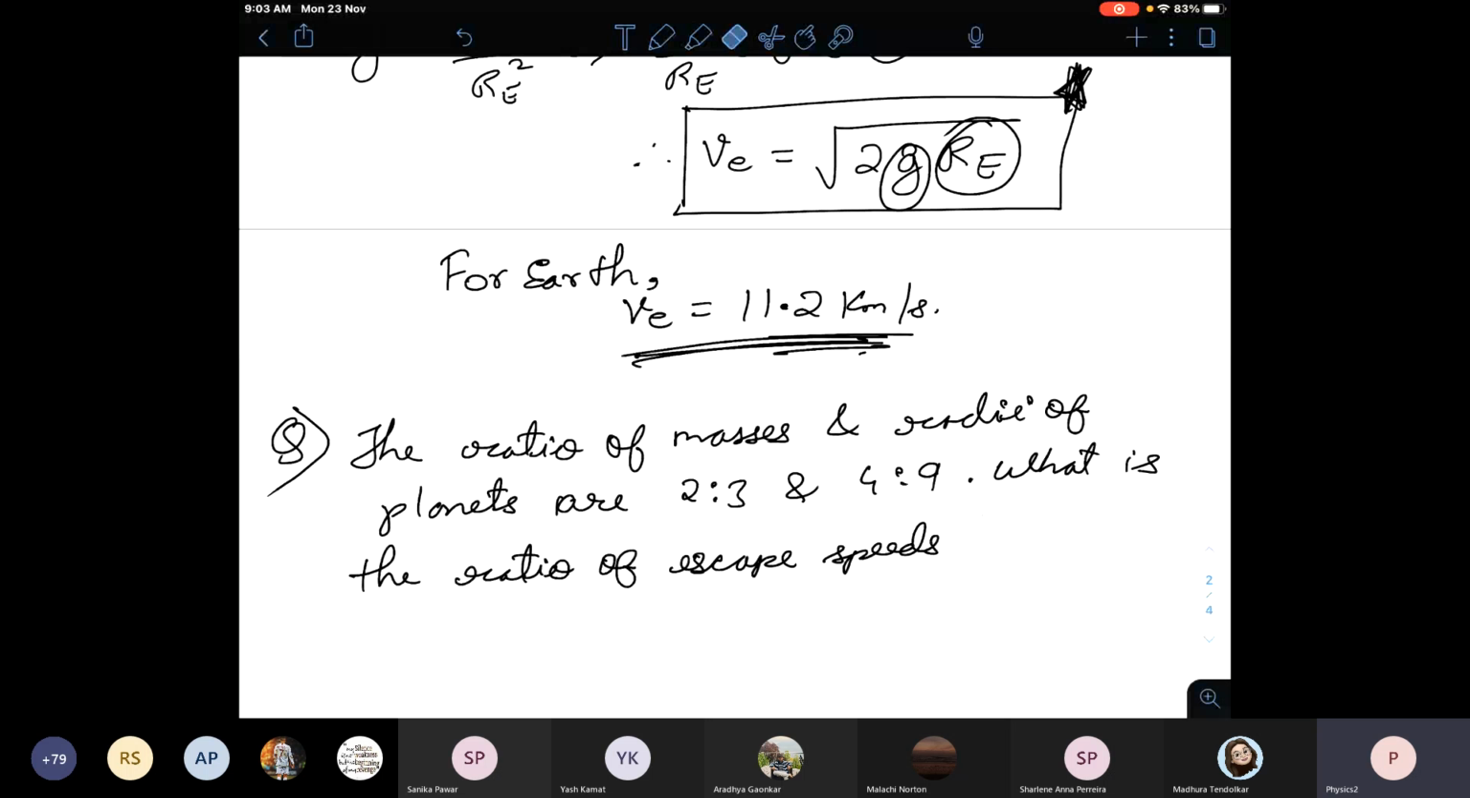Escape speeds at surface. This is the question that you have a ratio of masses and radii of two planets given to you. The ratio of masses is 2:3 and ratio of radii is 4:9. So you have to find the value of ratio of escape velocities. Very simple. Just try it yourself once, then just tell me what should be the answer. If you are not able to get it, then I will solve it.